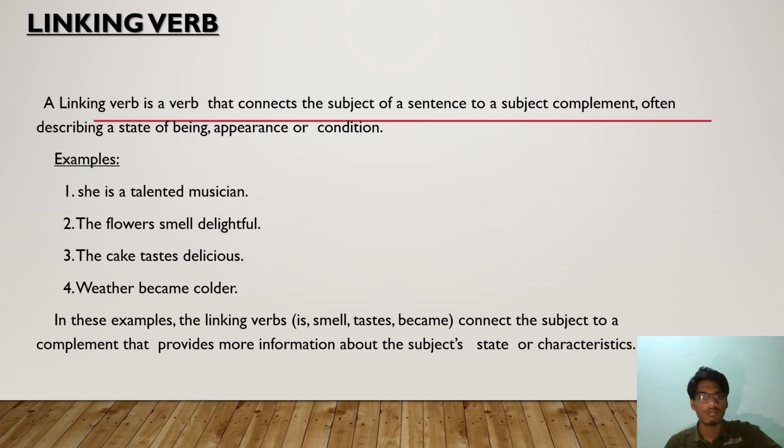Next, linking verb. A linking verb is a verb that connects the subject of a sentence to a subject complement, often describing a state of being, appearance, or a condition. This is the definition of linking verb. Examples: She is a talented musician. The flowers smell delightful. The cake tastes delicious. The weather became colder. In these examples, the linking verbs are is, smell, tastes, became. They connect the subject to a complement that provides more information about the subject's state or characteristics.